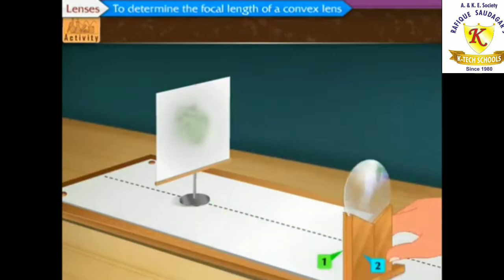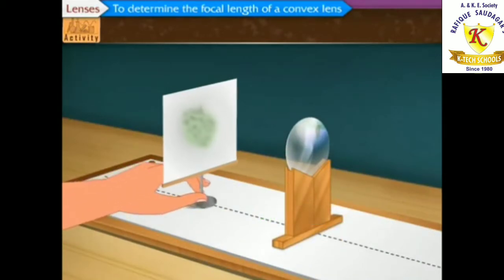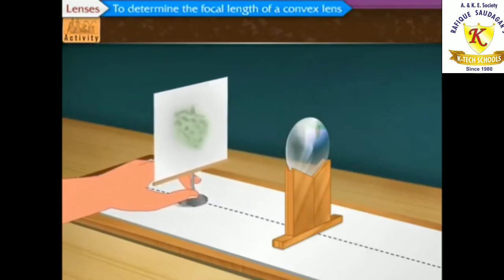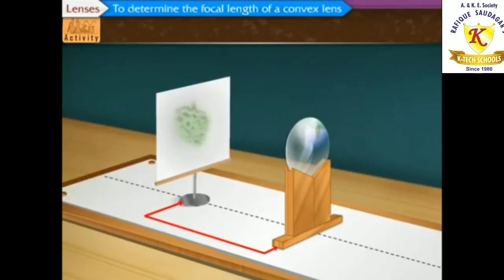Now turn the lens so that the surface of the lens which was facing the tree will now face the screen. Let us again move the screen towards or away from the lens. At this distance from the convex lens, we get a well-defined image of the tree on the screen.